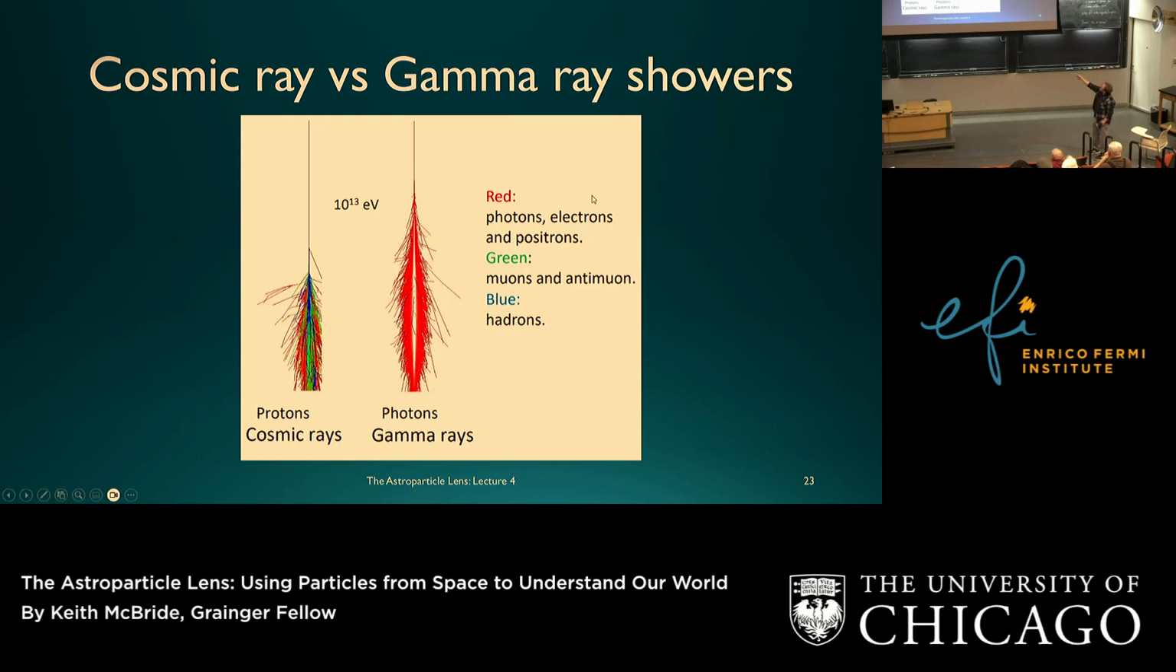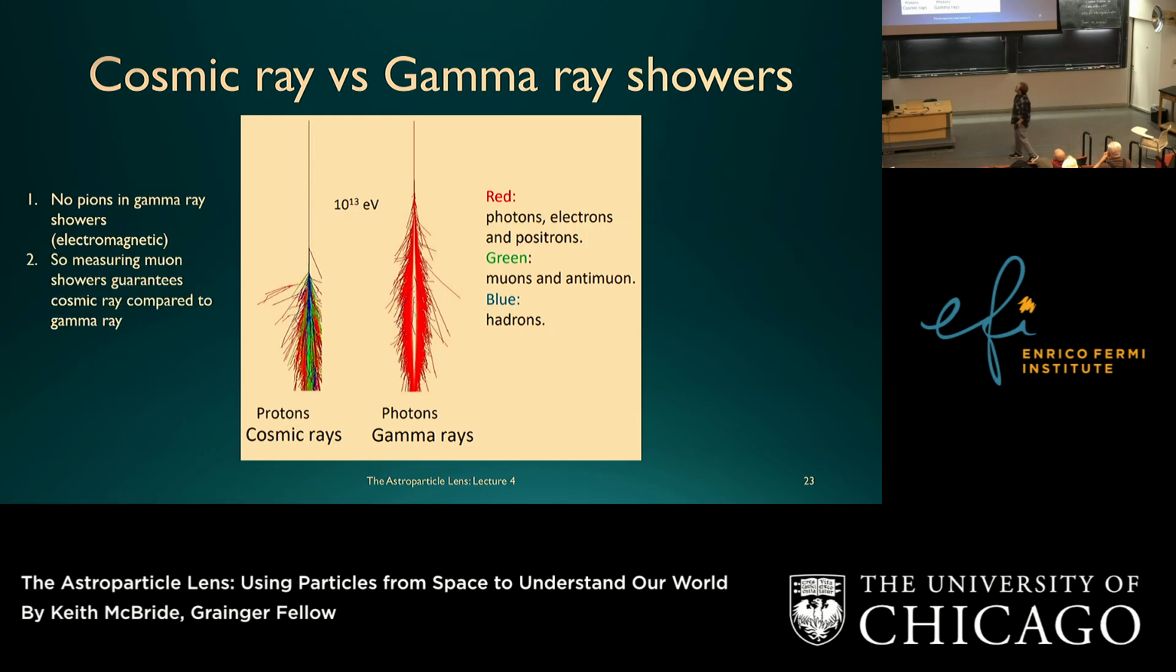So the red guys are the photons, electrons, and positrons on the right. That's a gamma ray coming in. And then a proton coming in produces showers on the left, right? With many different colors because of many different kinds of particles.